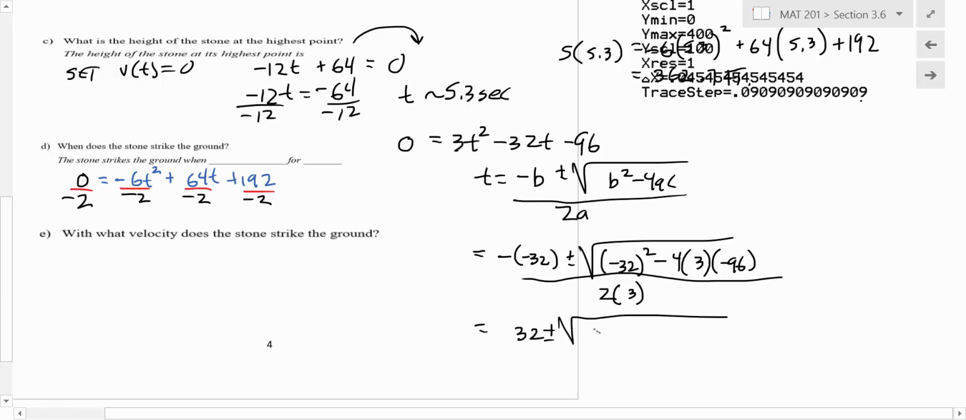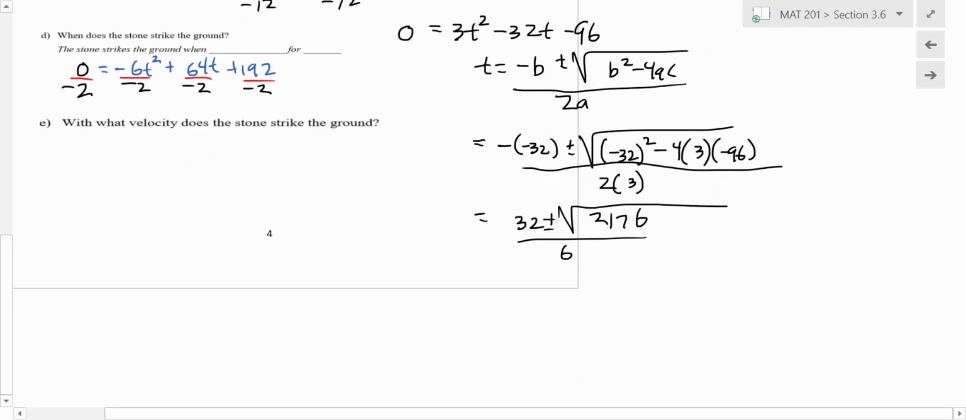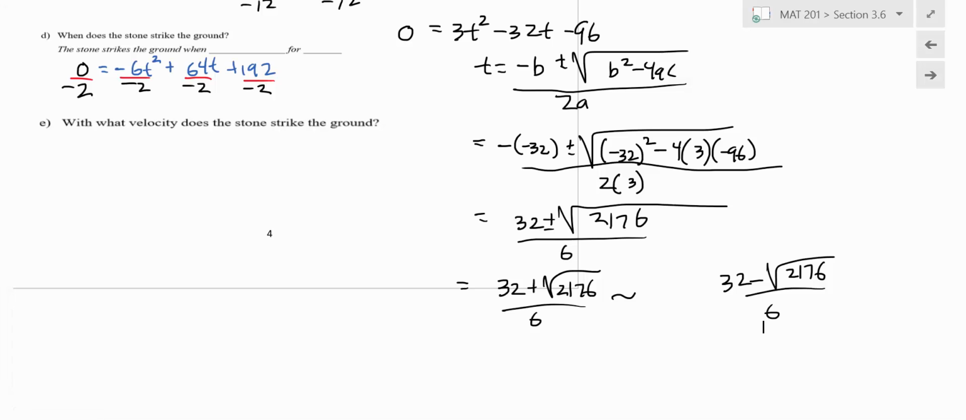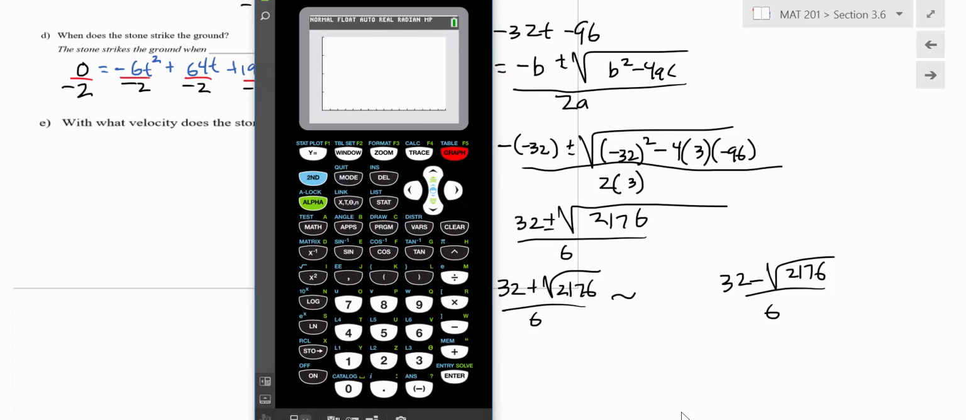Okay, so I think on this I'm getting 2,176 over 6. Then I do two things. I do 32 plus that radical, and I'm just going to use my calculator on that radical. And then I can do 32 minus that radical over 6 like that. So let me pull up my calculator and just do that real quick.